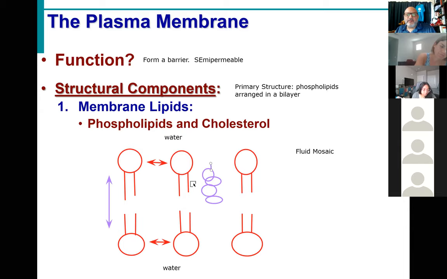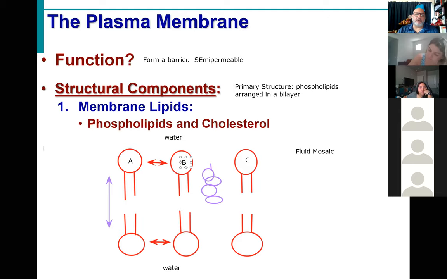But with this one nestled here in between the tails of these two phospholipids, if we were to name these three phospholipids, this one's A, and this one's C, and this one's B, are B and C as likely to change positions as A and B are? Which ones are more likely to change positions, A and B or B and C? A and B. A and B.